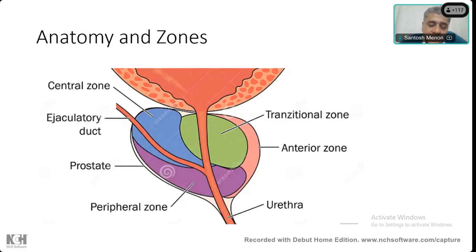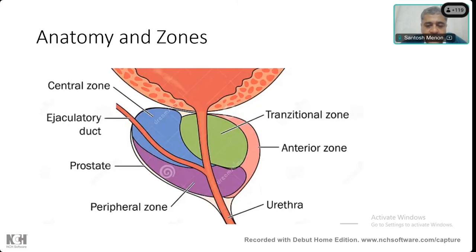Is this zonal anatomy important? Do you think it is important? Yes. Okay. Everybody agrees? Smriti, Rucha, you agree that this zonal anatomy of the prostate is important? Yes. Why is it important? Snehil, can you tell where the prostate cancer arises from? Yes, sir. The prostate cancer mostly arises from the peripheral zone. Peripheral zone. So it's important. Very good.